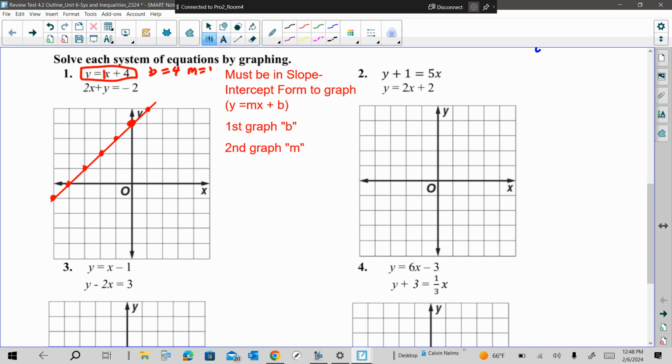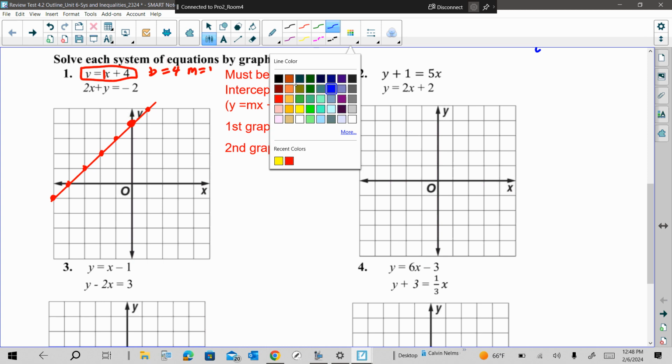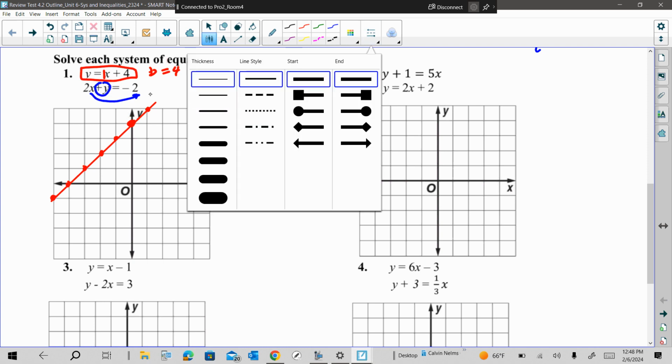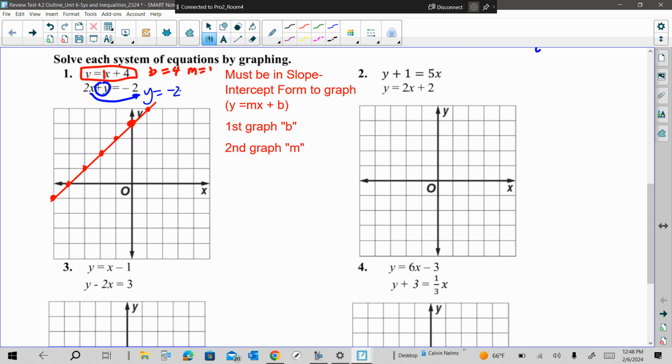Now the second equation is not in slope-intercept form, so we have to solve for y. The fastest way to do that is just move the x to the other side. So that would give us the equation y equals negative 2x minus 2. So the y-intercept here is a negative 2. The slope is a negative 2 as well. So down 2 to the right 1, or up 2 to the left 1. And the lines do intersect. And that would be our solution.